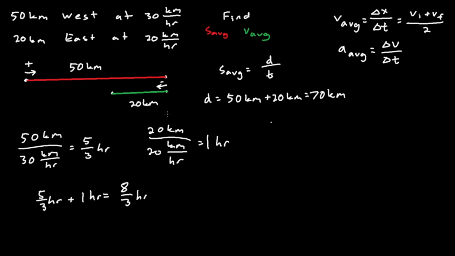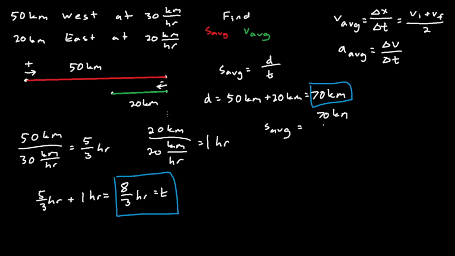So we have our time now, we have our distance. So average speed is equal to distance over t. Let's box this in. Average speed is 70 kilometers over 8 over 3 hours. And if you solve this in kilometers per hour, you would get 70 divided by 8 over 3, which is 26.25 kilometers per hour as the average speed.